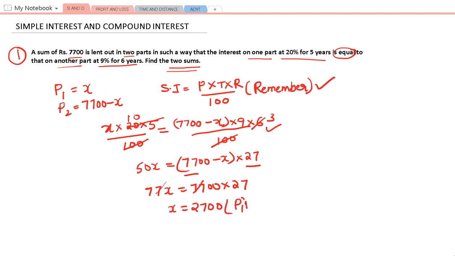This is P1. What will P2 become? P2 is 7,700 minus 2,700. That is 5,000.